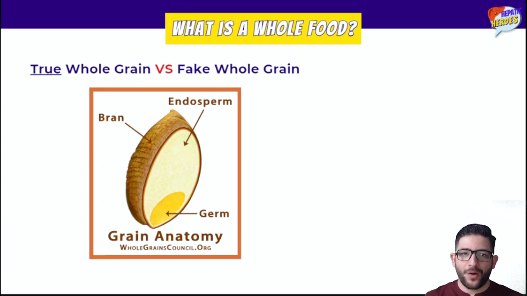Now, when we're talking about whole grain pasta or whole grain cereal or whole grain bread, whole grain means that all of the parts of the grain are used to make that particular flour, to make that bread or pasta or whatever it is.